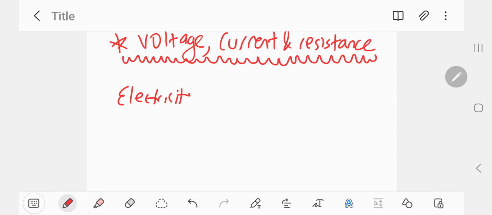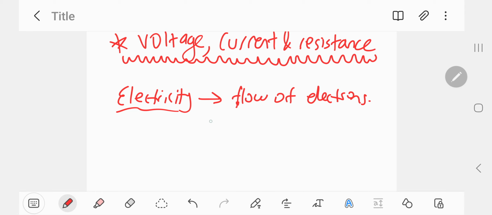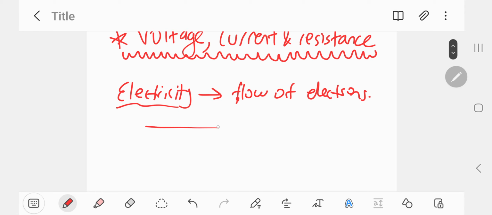So we all know what electricity is. It's something which flows through a wire, right? But it's basically the flow of electrons, typically through a wire. So if I was to have a wire like this, it's defined as the flow of electrons. So electrons, they're negatively charged particles, if you recall.